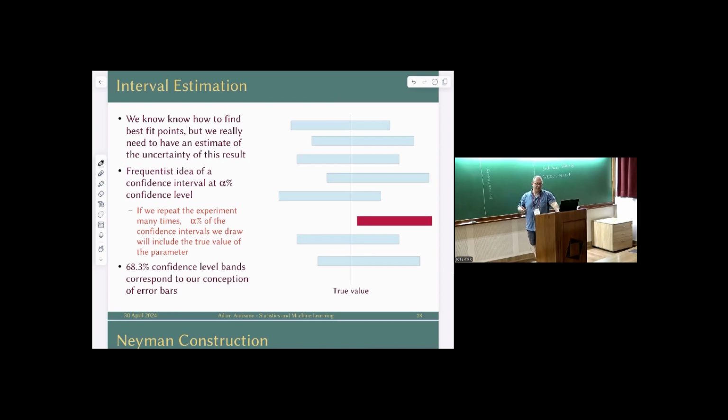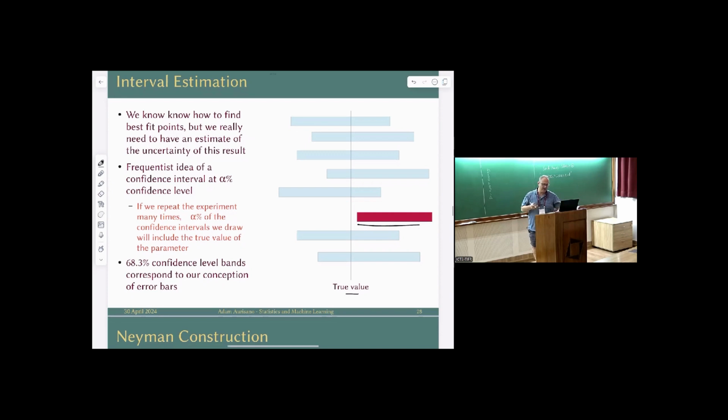The frequentist idea is that if you have a confidence interval of alpha%, that means that if we repeated the experiment many times, alpha% of the confidence intervals would include the true parameter, right? So we have our true value over here. For each one of these fake experiments, we've drawn an interval that we've predicted, and the fraction of them that don't touch the true value is 1 minus alpha, right? So 68.3% confidence level bands correspond to our conception of error bands.